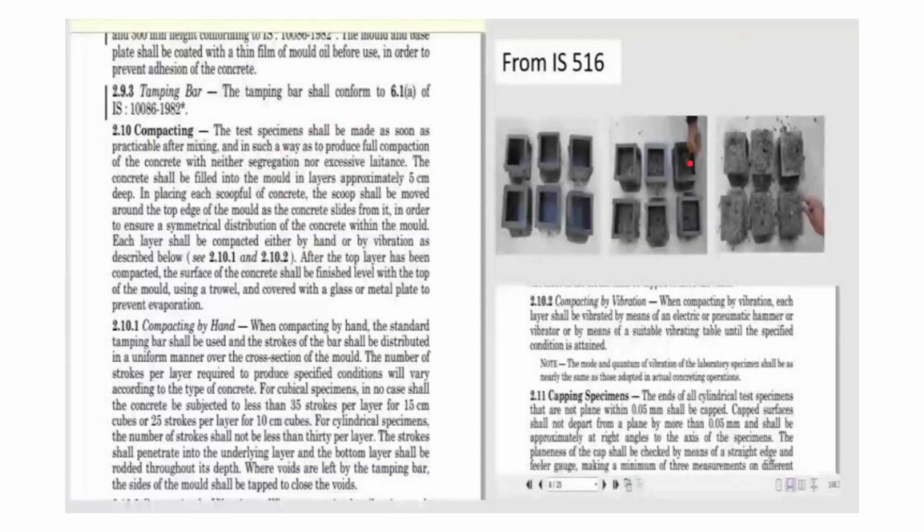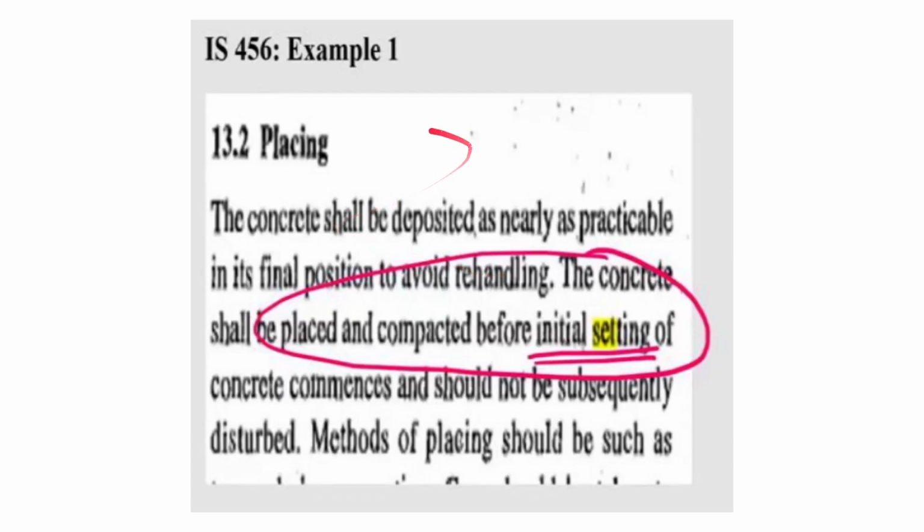Here are some rules specific, taken from the IS 516 specification, where they have mentioned how to do compacting, tamping by hand, and specimens by vibration, etc. We have studied this more in our undergraduate courses. As you can see, placing has been taken from IS 456.